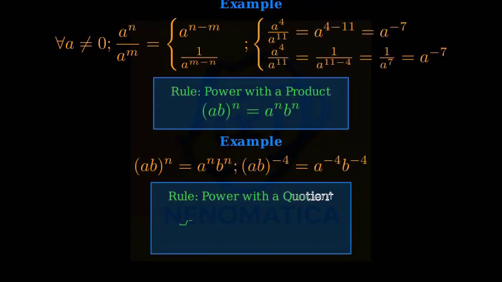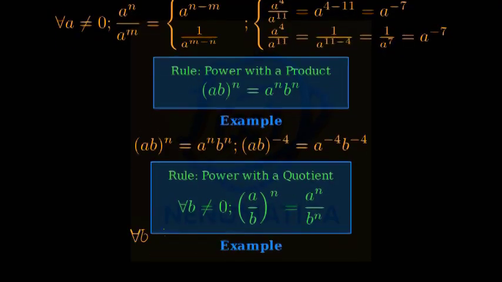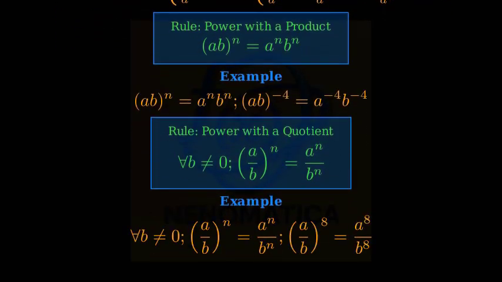The fifth rule is about a power with a quotient. When we raise a quotient to a power, both numerator and denominator are raised to that power. For all b not equal to 0, a over b to the power n equals a to the power n over b to the power n.